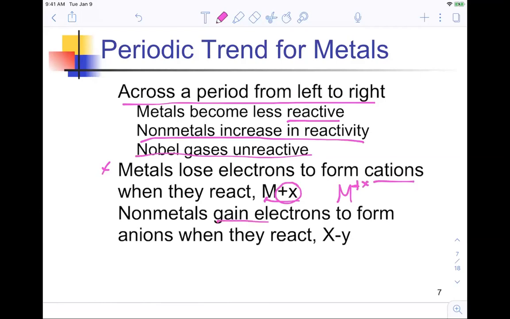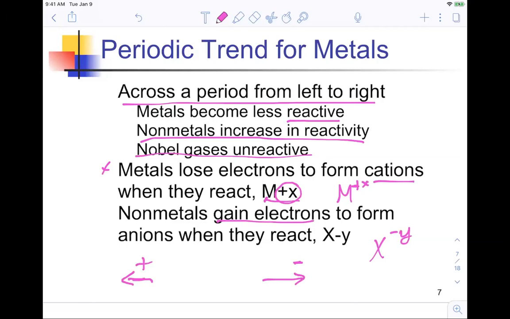Nonmetals conversely gain electrons and they form a minus ion, okay? And we've seen that already, right? It just kind of makes sense from where you are in the periodic table. A metal will lose electrons and go backwards to the closest noble gas. Nonmetals gain electrons and go forward to the next noble gas. These become cations by losing electrons. These become anions by gaining electrons.